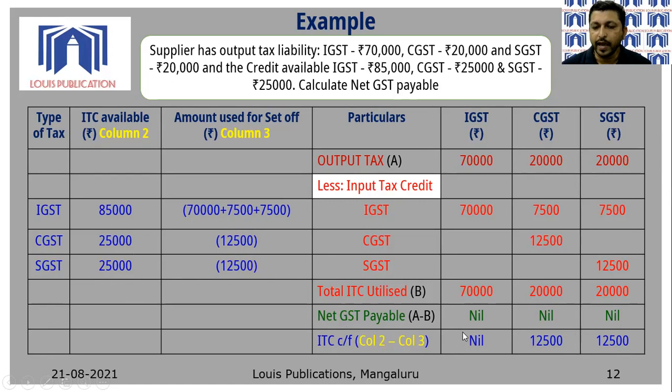Now, as far as IGST credit is concerned, 85,000 was the amount. Entire 85,000 has been utilized over here. So the amount of IGST credit carried forward will be nil. So I hope this example on the utilization of input tax credit as far as Rule 88A is concerned is very, very clear.